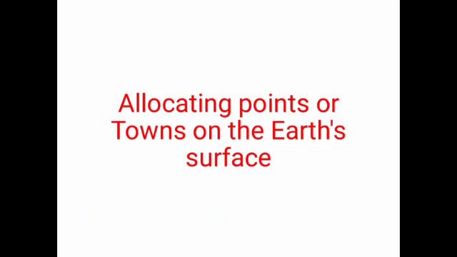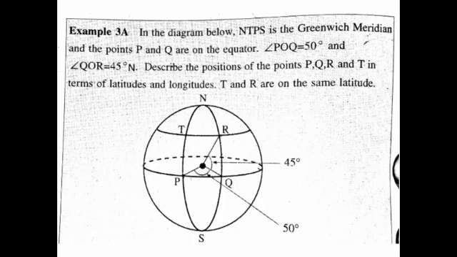Allocating points or towns on the Earth's surface. Okay, so I have a diagram here, or an example for you. In the diagram below, NTPS is the Greenwich Meridian.